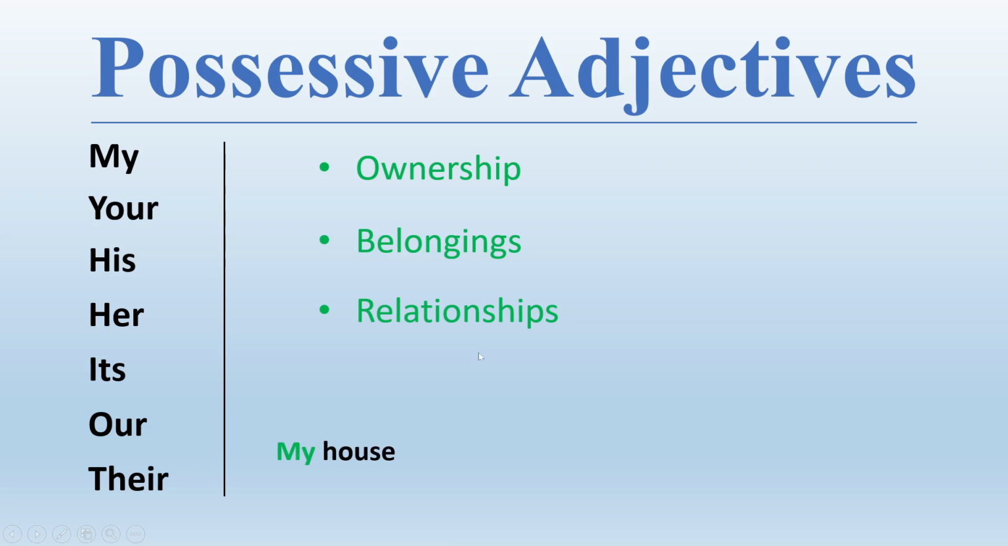Let's see some examples. My house means the house belongs to me. Your book means you own the book. Or his brother. In the last example, this one shows the relationship between two people. So shortly, we use possessive adjectives to talk about ownership, belongings, or relationships between people. Now let's continue the lesson and learn more about possessive adjectives.